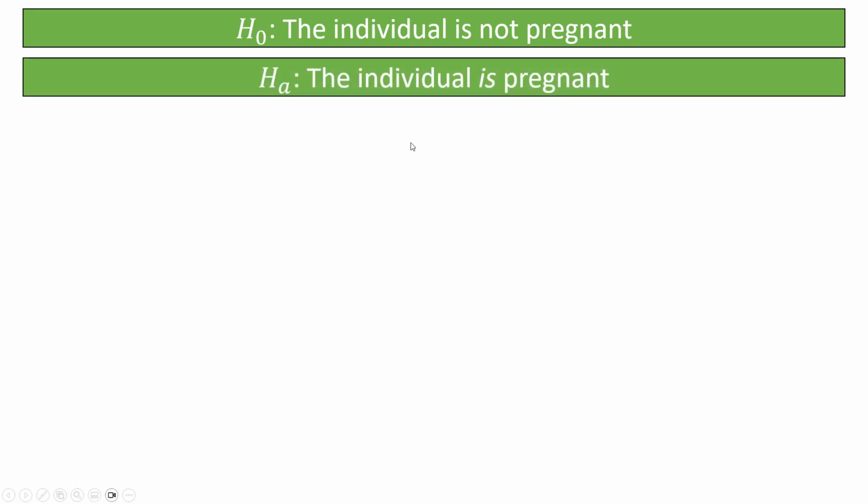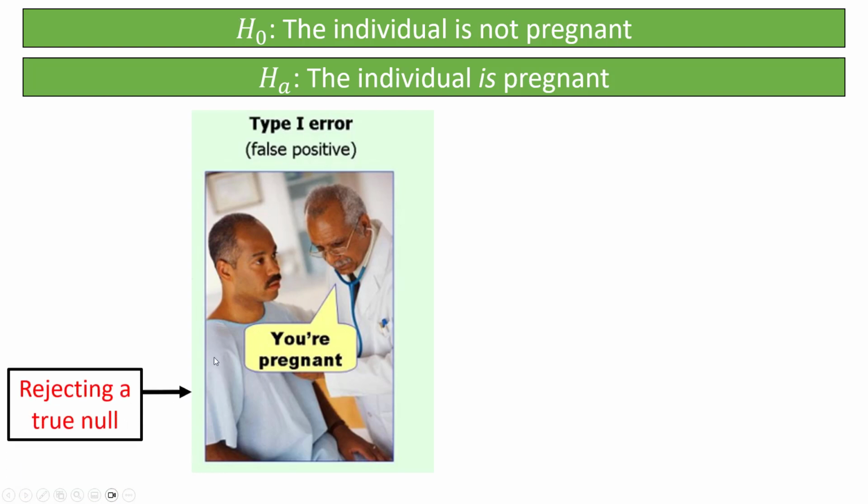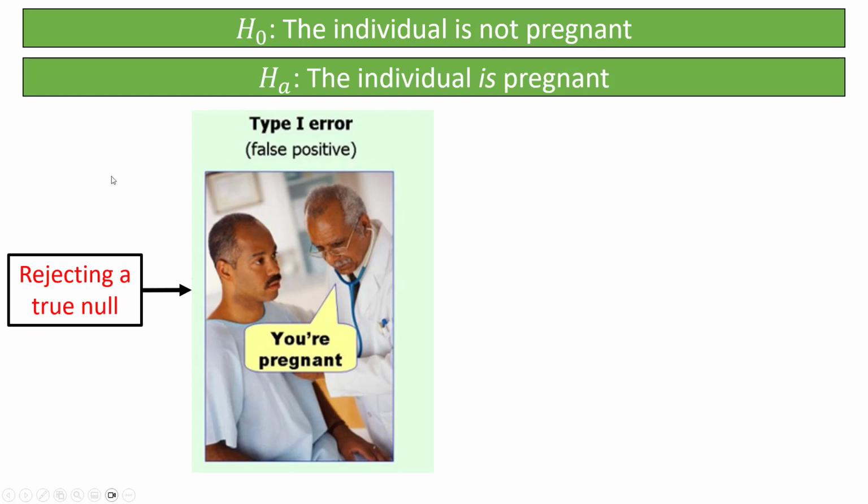So here is just kind of a comical example. Maybe our null hypothesis is that the individual is not pregnant and the alternative is that the individual is pregnant. A type 1 error, or a false positive, would be saying to someone who clearly is not pregnant, so the null is true, that they are pregnant. So this would be a type 1 error or a false positive, rejecting a true null hypothesis. That's how I want you to think about a type 1 error.